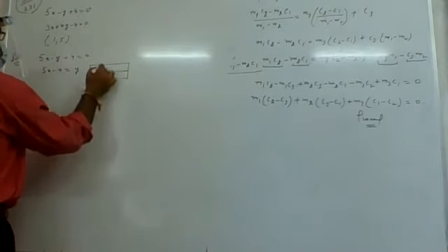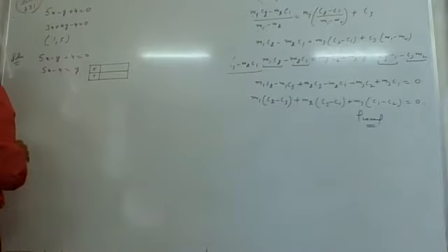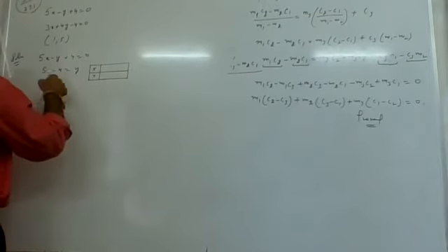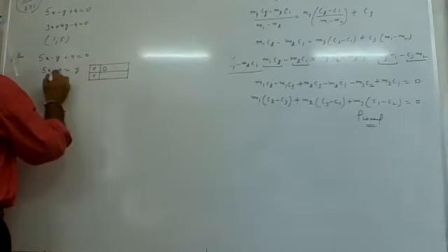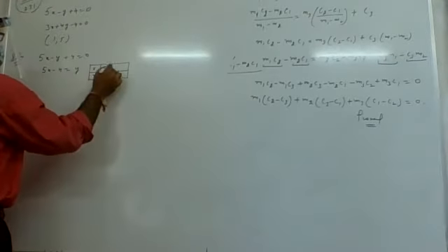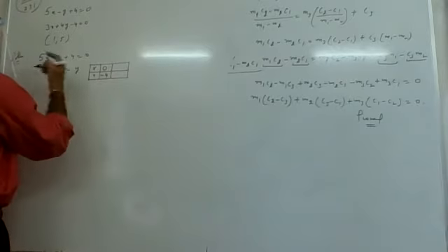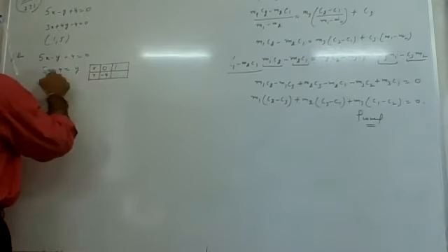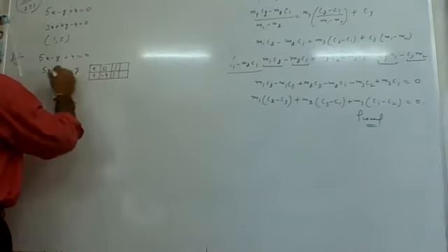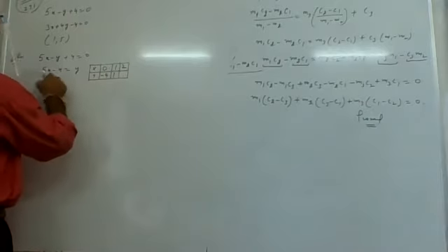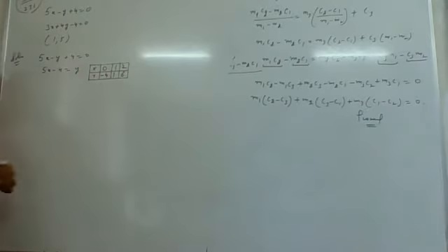So, table of this. If x is equal to 0, y is minus 4. If x is equal to 1, y is 1. And if x is equal to 2, y is 6.